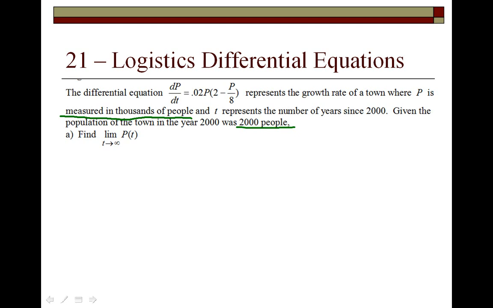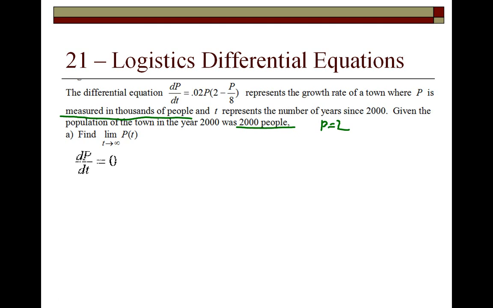First of all, it says find the limit as t approaches infinity of P(t). Well, this is basically what the carrying capacity is. This is the limit that it's going to be heading towards. So they will give you some additional information that you may not need. You may not need to know that in the year 2000 there were 2,000 people, which means that P would equal 2. But they could ask you something like, what was the growth rate that year? If I want to know what the growth rate was that year, I'd plug in 2 in the equation and I could figure it out.